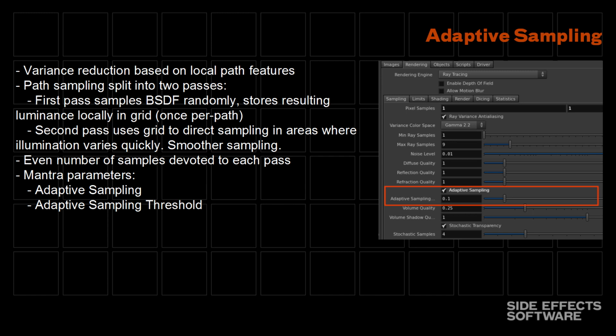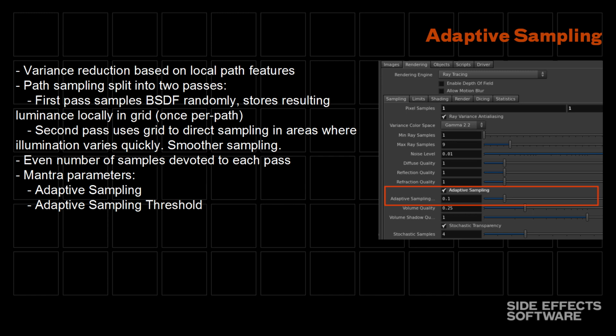The next thing we'll look at is adaptive sampling. This is a method aimed at reducing variance in the scene again. In this case, instead of looking at the components themselves, we're looking at the path features. As the path is being traced through the scene, we can make certain estimates of the amount of variance being introduced, and at what points of the scene it's being introduced. That gives us some clues for guiding the sampling and trying to minimize that amount of variance. This is accomplished by path sampling in 2 passes.